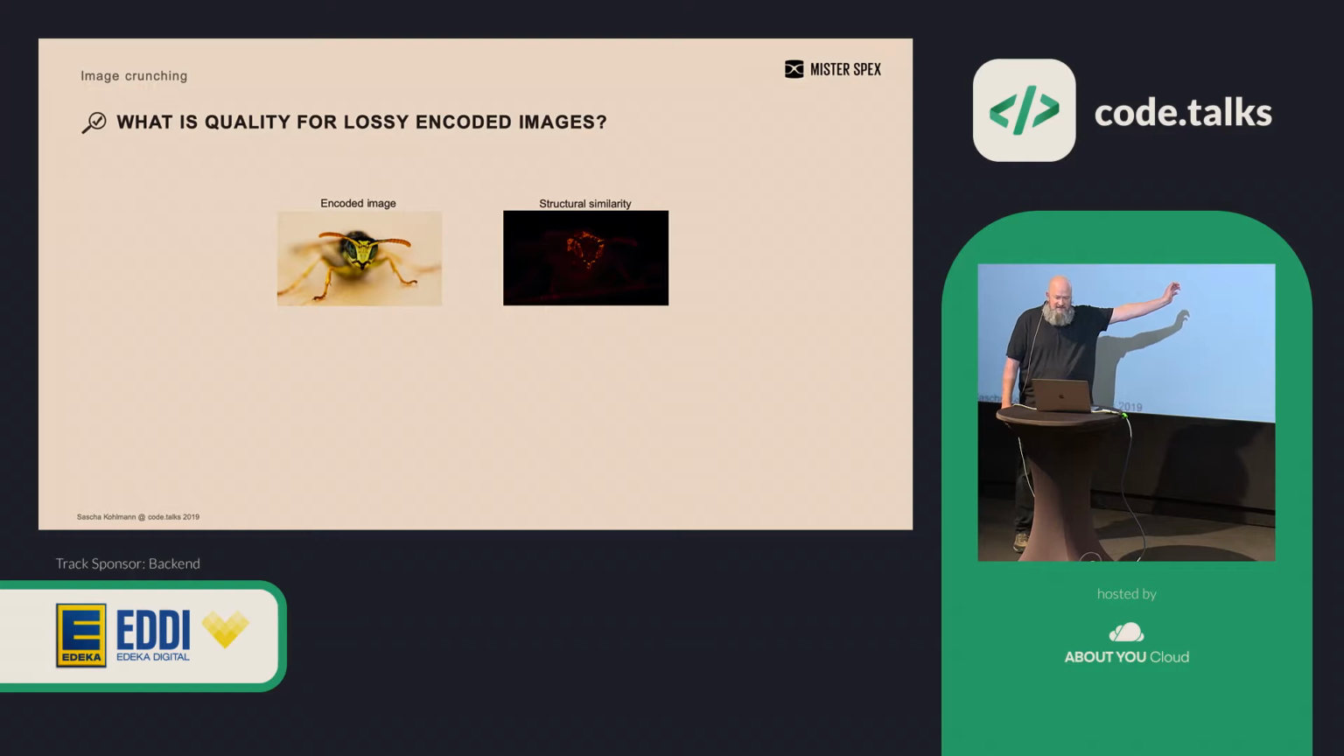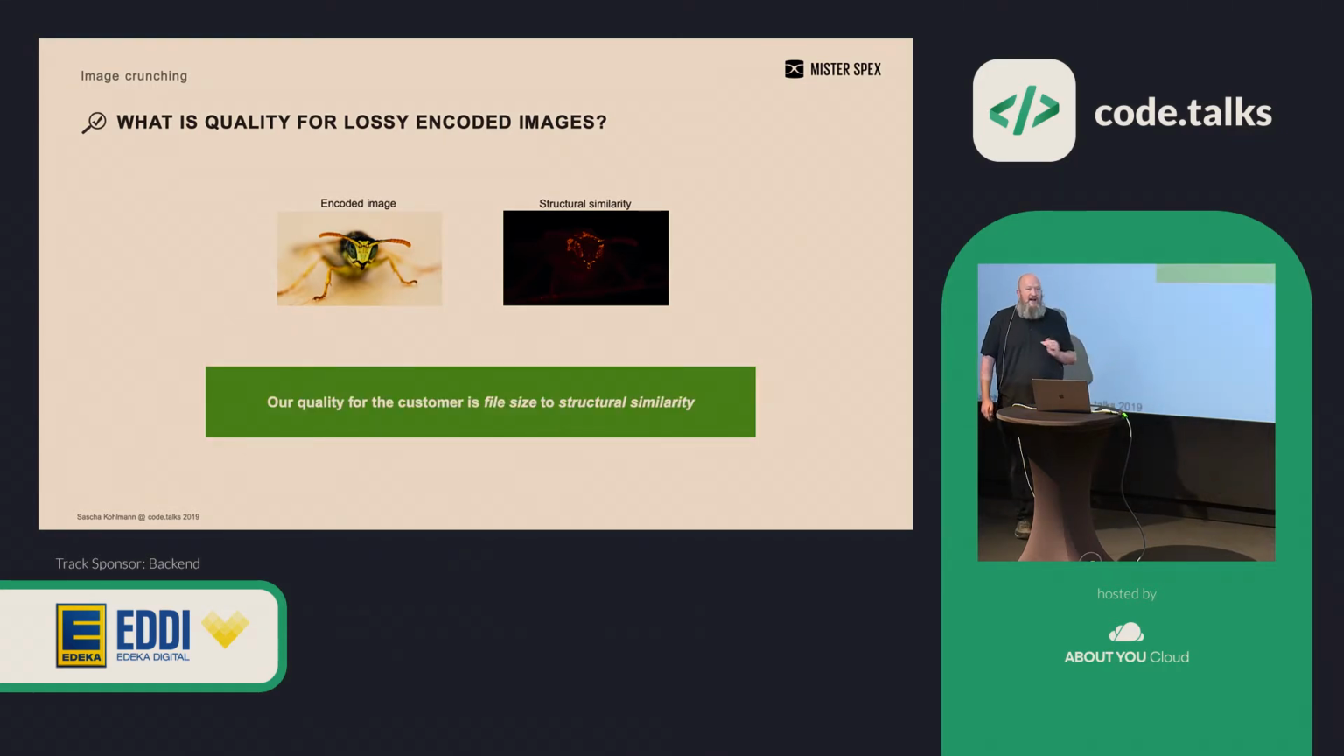What we are doing is we measure the dissimilarity and not the quality value of the tool, because they are always different. And for us, the quality is the ratio of the file size to the structural dissimilarity. This is how we at Mister Spex define our product image quality.